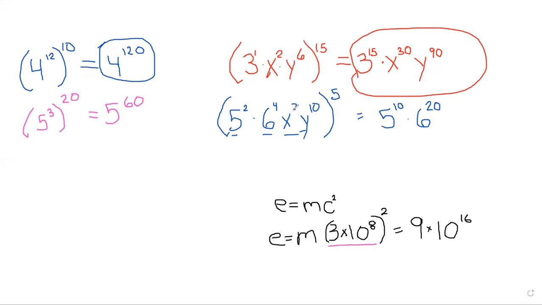Okay, x to the 7th raised to the 5th power. I have 7 times 5. That's x to the 35th power. And again, if you can't do that math in your head, I don't care. Grab a calculator. y to the 10th power raised to the 5th power is y to the 10 times 5, and 10 times 5 is 50. So y to the 50th power, whatever that is going to be big.